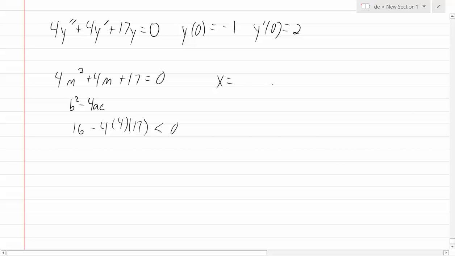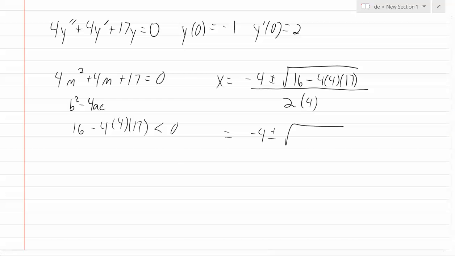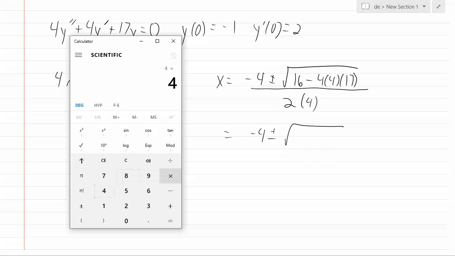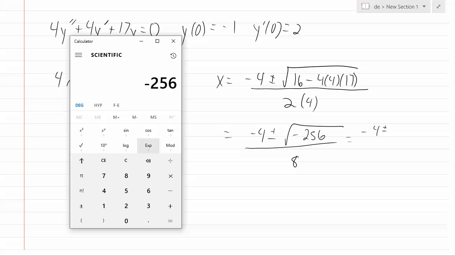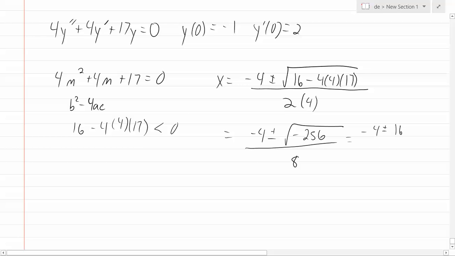So we have to solve for m. So that's going to be -4 plus or minus the square root of b squared, which is 16, minus 4 times 4 times 17, all divided by 2 times 4. So that's -4 plus or minus the square root of -256, all over 8. I think the square root of 256 is a whole number. Is that 16? Yep. So that's plus or minus 16i all over 8.